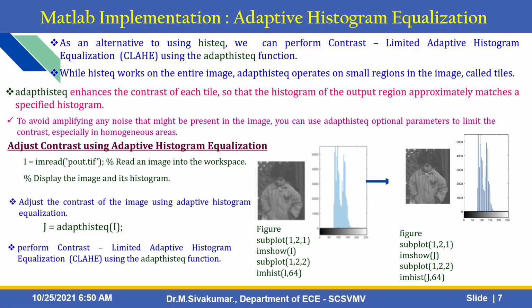While using this function, the small regions in the image are called tiles. The adapthisteq function enhances the contrast of each tile, so that the histogram of the output region approximately matches a specified histogram. To avoid over amplifying any noise that might be present in the image, you can use adapthisteq optional parameters to limit the contrast, especially in homogeneous areas. Here you can see this program showing the adaptive histogram equalization function using MATLAB.